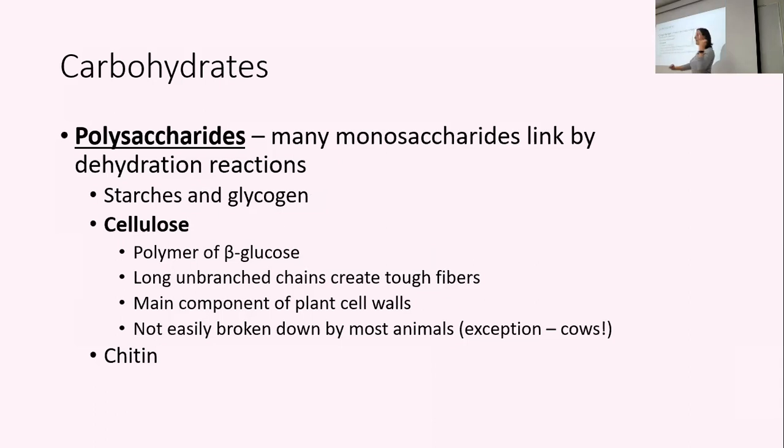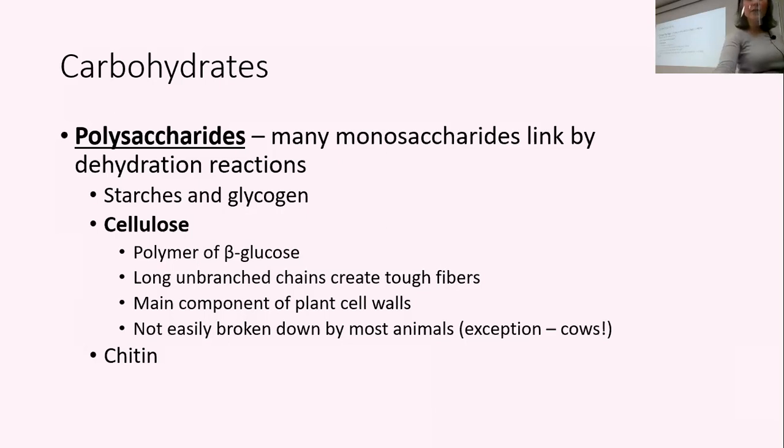They're not easily broken down by most animals. This is fiber. If you eat lots of fiber, it keeps you regular because you don't break it down. It just carries on with itself. So generally speaking, animals can't on their own break down cellulose. The ruminants, things with those big chambered stomachs, cows, goats, those sorts of things can. But it's because they actually have other organisms living in their gut that break it down for them. So we've got starches and glycogen, which our bodies can break down and metabolize, and cellulose, which our bodies cannot easily break down.